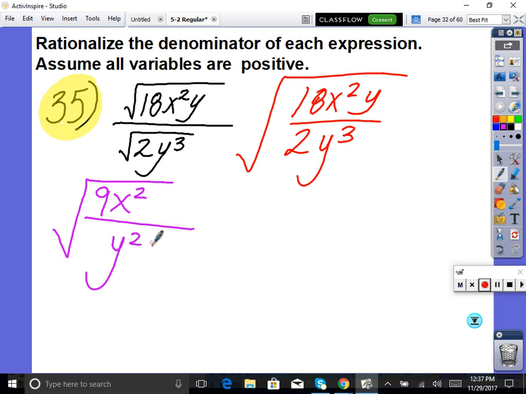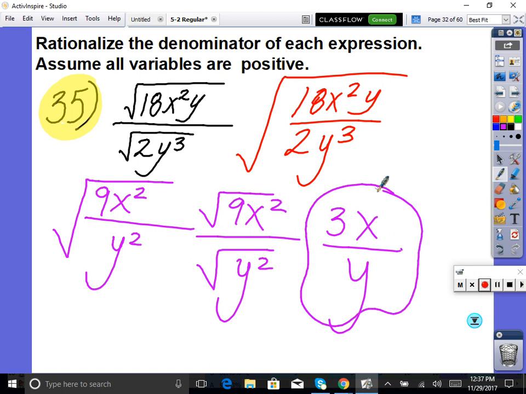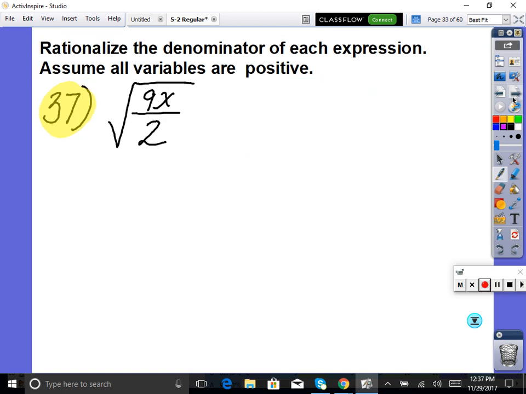Now from there, you should split it apart. We have the square root of 9x squared on top, and on bottom, the square root of y squared. Simplify if possible, and if it doesn't, then we would rationalize. Look at the top. What is the square root of 9x squared? Then on bottom, we have a y, and that's my answer. Do we still have a problem with the radical on bottom? No, because it's simplified out. Okay, look at 37. Does anything simplify?